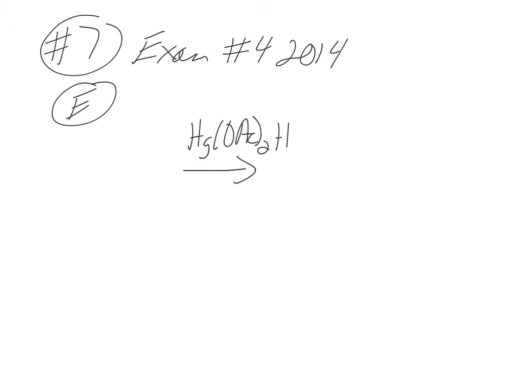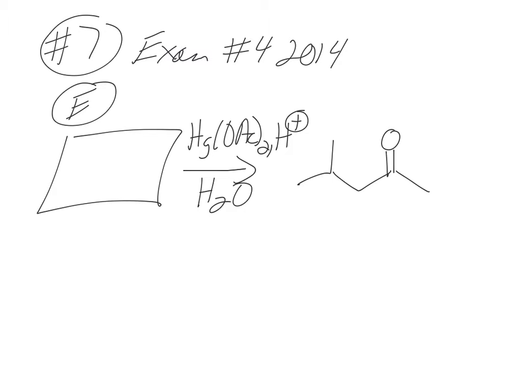HgOAc2 with some H plus in there, and then water as a solvent, and the product is this ketone. And the question is, what is the starting material? All right, so first thing I'm going to do, I'm going to number all the carbons. 1, 2, 3, 4, 5, and 6. The other big thing to notice is here, there's only one product.